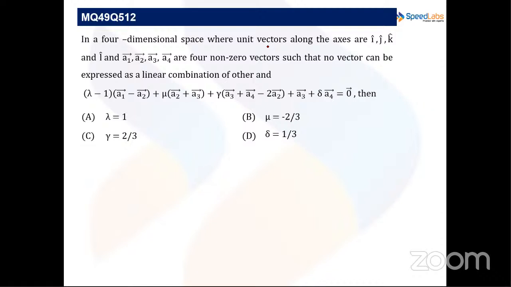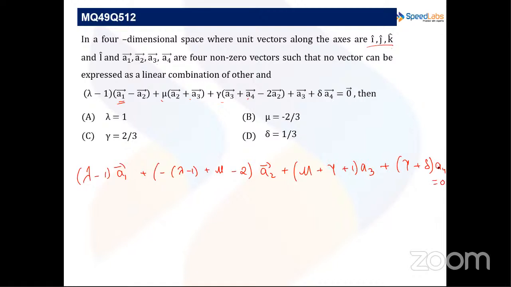In a four-dimensional space where unit vectors along the axes are i cap, j cap, k cap and l cap, and a1, a2, a3, a4 are four non-zero vectors such that no vector can be expressed as a linear combination of the others, and this value is equal to 0, then if they are linearly independent, for a1 we have to rewrite it as (lambda minus 1) a1 plus (1 minus lambda plus mu minus 2) a2 plus (mu plus lambda plus 1) a3 plus (lambda plus delta) a4 equals 0.